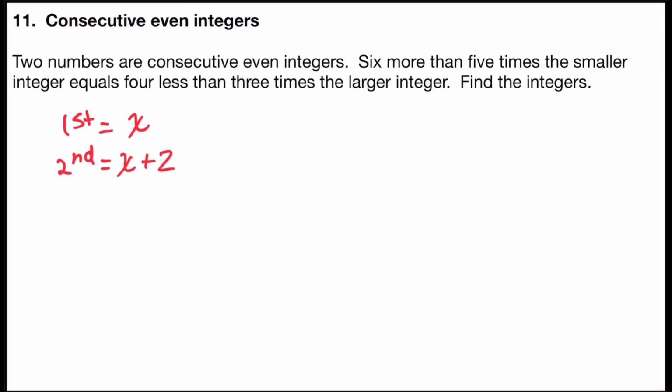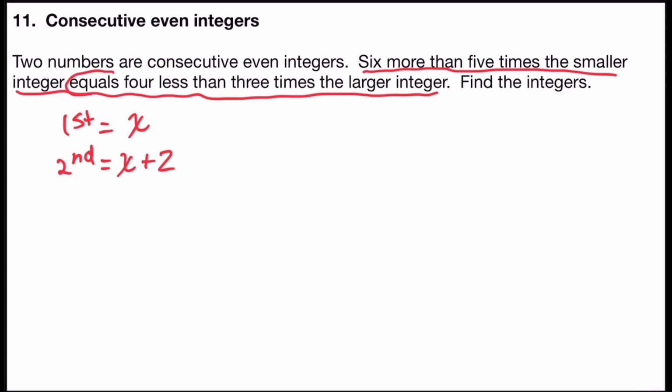So in number 10, some people use tricks to find the answer to that problem, and they work for that particular type of problem. But if you don't have variables defined, you're not going to be able to write equations for these more difficult problems. So it says 6 more than 5 times the smaller integer equals 4 less than 3 times the larger integer. As long as I have my integers defined, I can go through my translation process and write my equation.